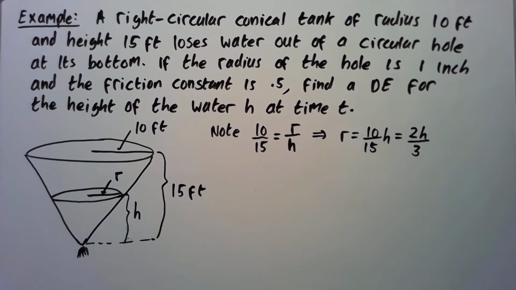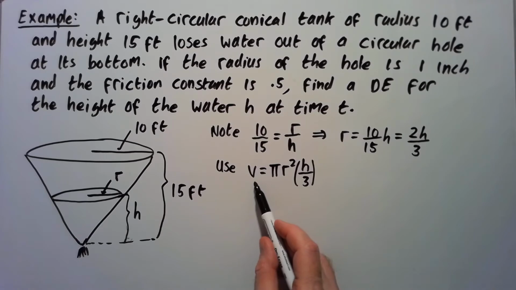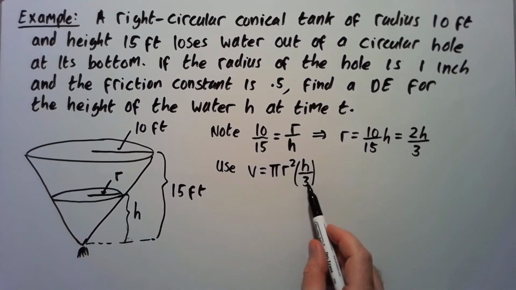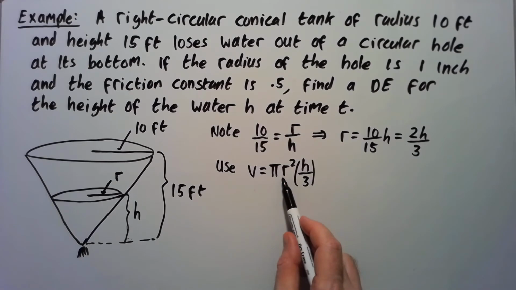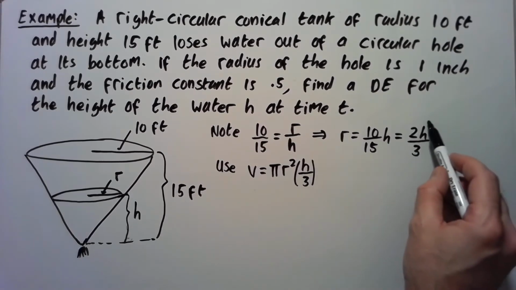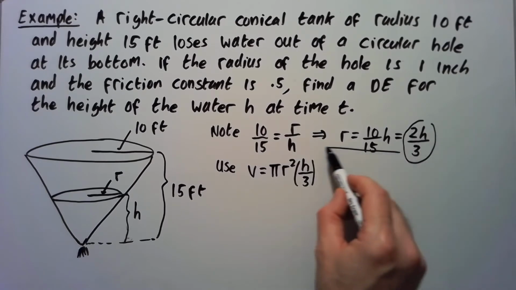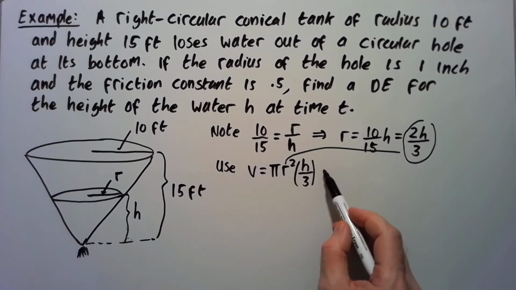And now we're going to use the formula for the volume of a right circular cone. So let me write the formula up here now. This is the formula for finding the volume of a right circular cone. It's going to be pi r squared times h over 3. But now I want to get rid of the r squared here, so I'm going to replace the r right here with 2h over 3.